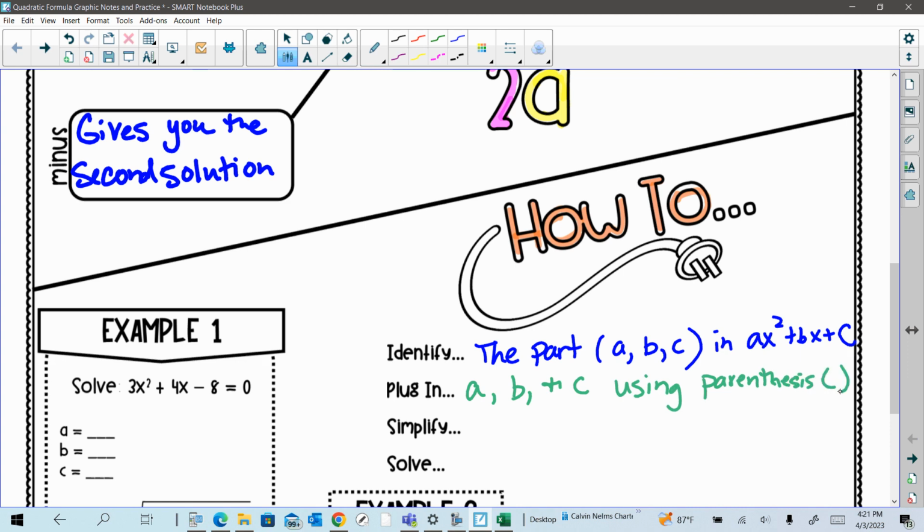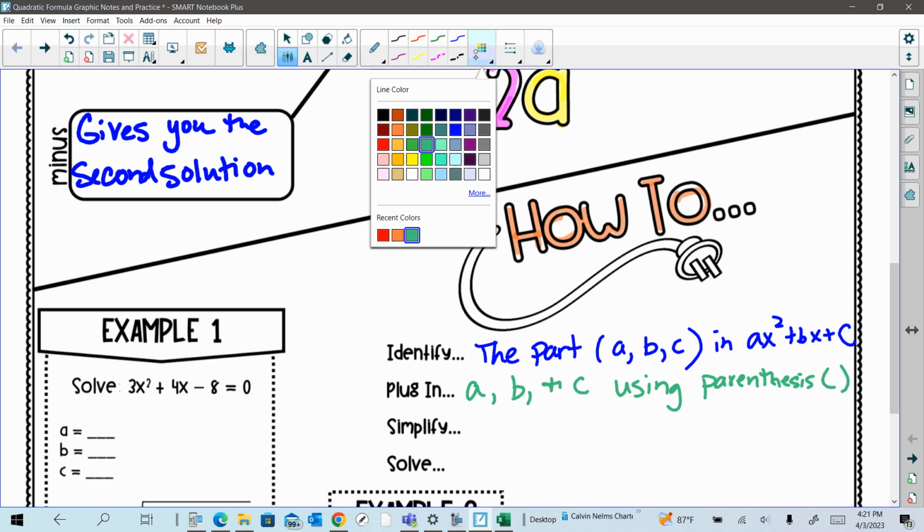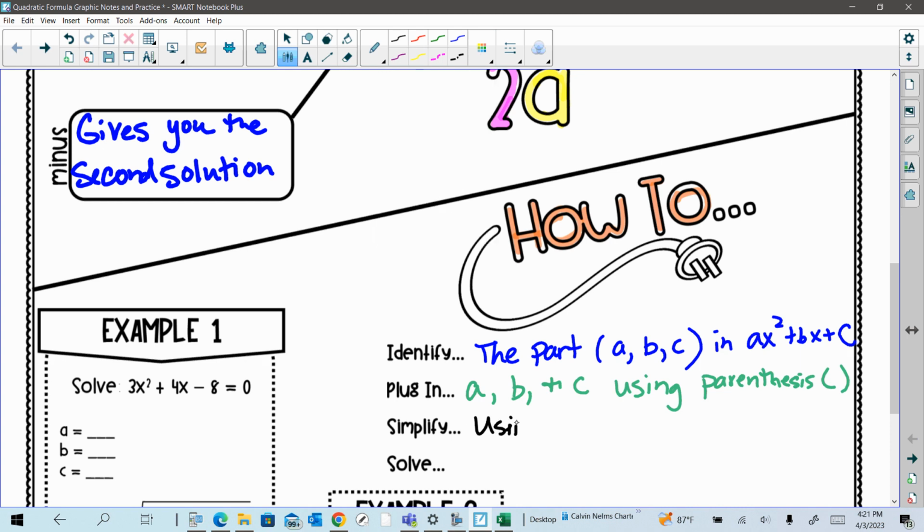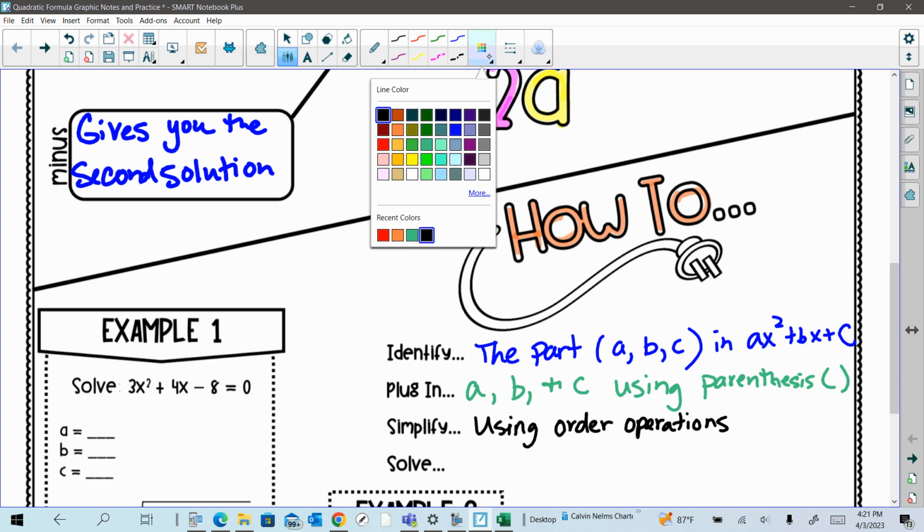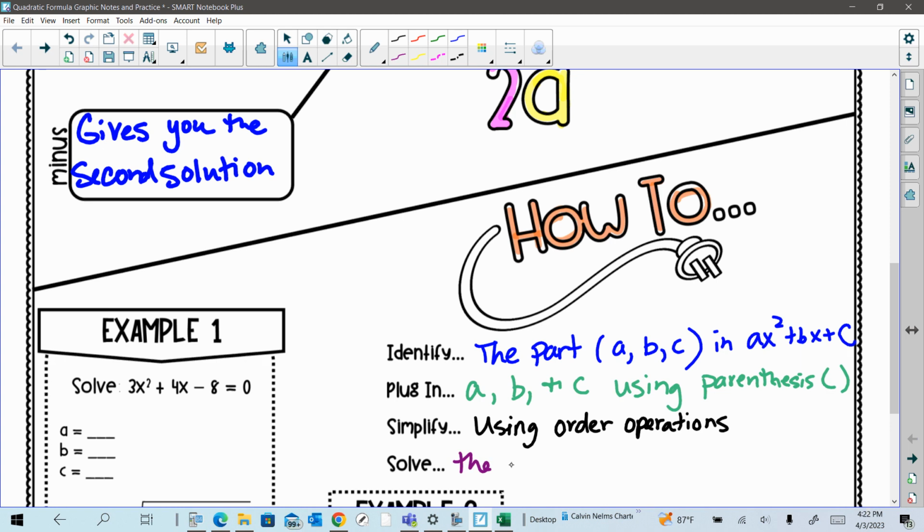Then we're just going to simplify. When we simplify, we're just going to simplify using order of operations. Now, our calculator can help us do that as long as we use parentheses when we plug it into the formula and plug it into the calculator. So using operations. And then the last thing we're going to do is solve the equation.